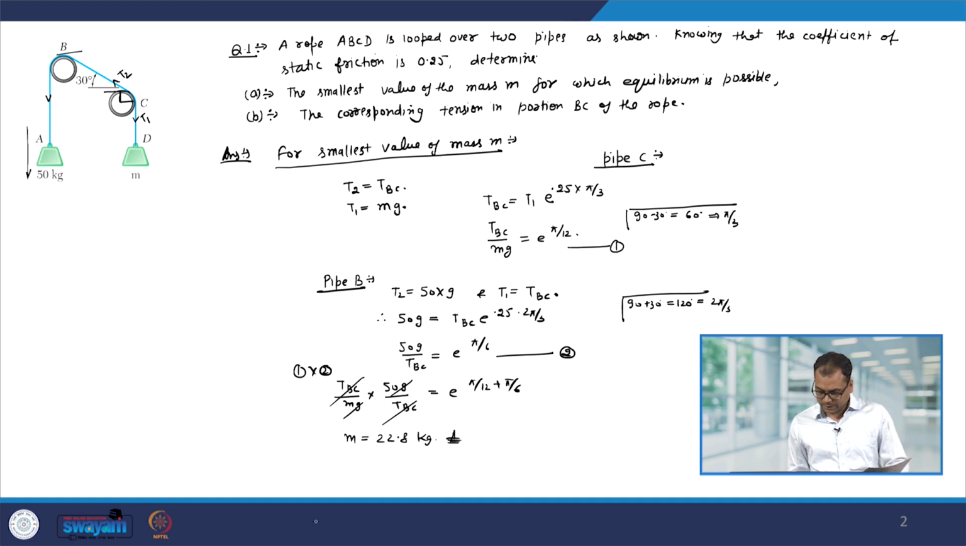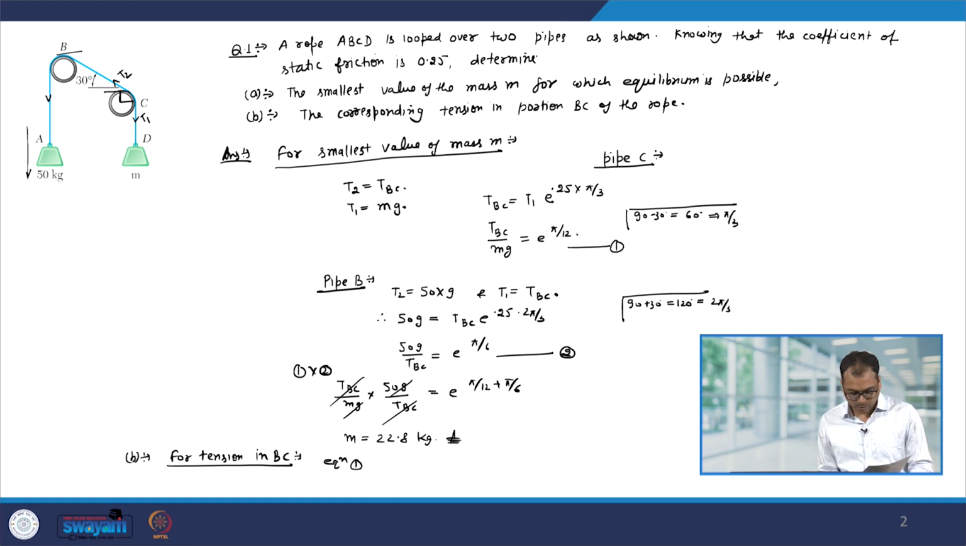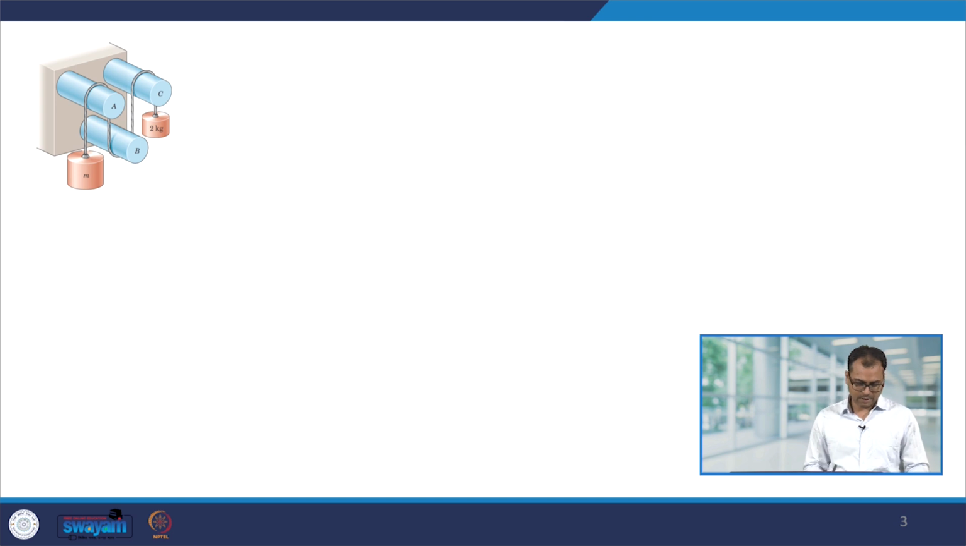Now, to find out the tension T, you can use equation number 1 and put in the value of m. So, for part B, this is for the tension in BC. Let us use equation number 1. We get TBC equal to mg into e to the power pi by 12, m is 22.8 and g is 9.81. So, you get 291 Newton. Let us look at one more problem on a similar concept, and the problem statement is the following.